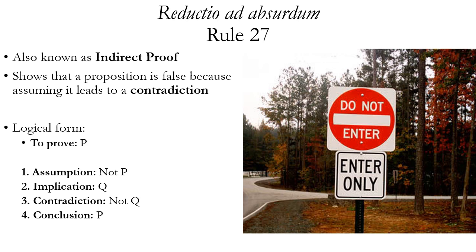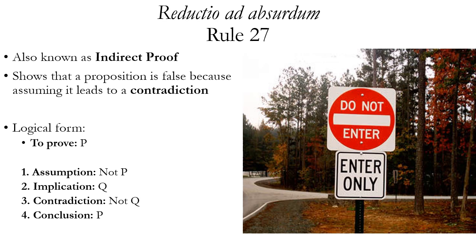So let's look at the logical form of arguments that are reductios. If you want to prove a proposition P, then you would actually start by assuming not P. And then the second step is to show that some implication that we can call Q follows from not P. Now, indirect proof is going to be flexible as to how you derive the implication from the assumption. So different versions of the argument are going to have a different number of premises.